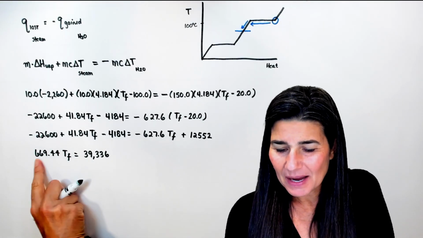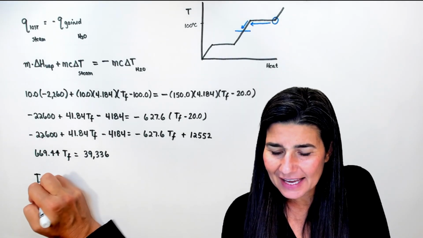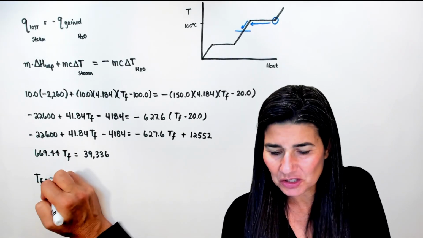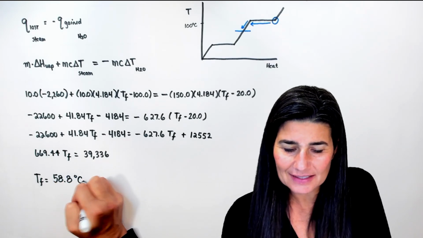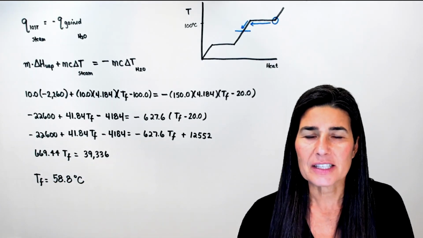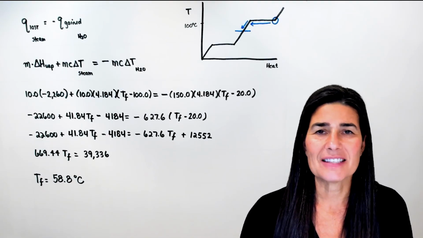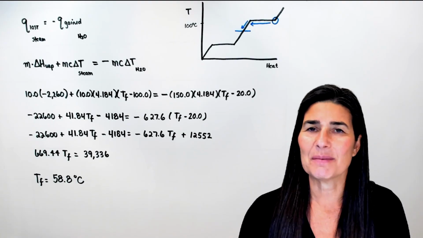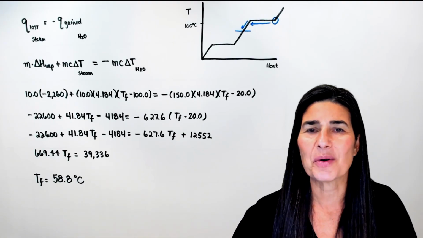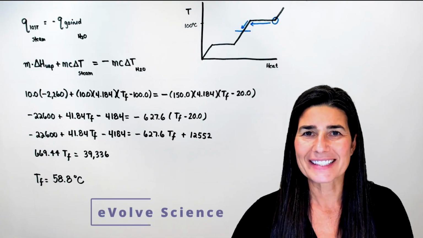Almost there. Last step. We're going to divide by 669.44. And if I do that, I get a final temperature of this mixture of 58.8 degrees Celsius. And then we think about our answer. We had water that started off at 20 and steam that started off at 100. We meet somewhere in between those values, and 58.8 is definitely in between those values. I hope that helps. Take care.